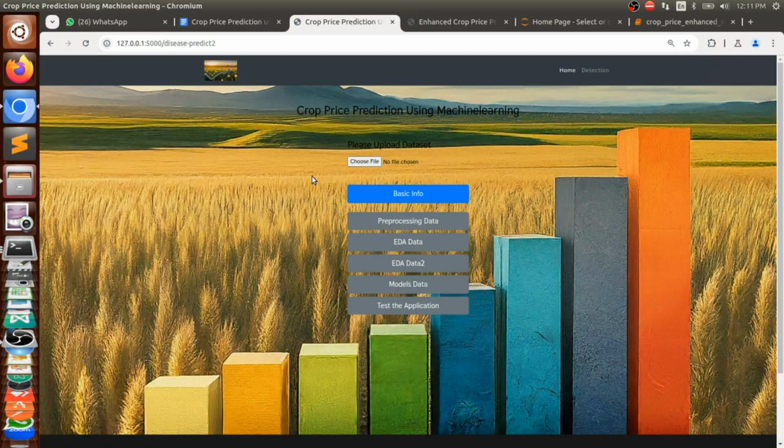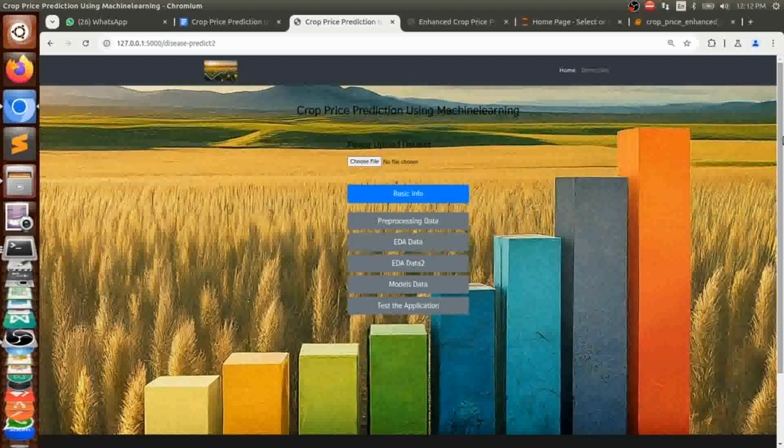In this video, I'm going to show you a crop price prediction using machine learning project. In this session, we'll have multiple topics to discuss and to demonstrate our web application, which we built using machine learning in the backend. We built multiple models. We imported datasets, pre-processed and cleaned them. We did EDA. Then we built multiple models. Then we implemented this web application, which you are seeing now.